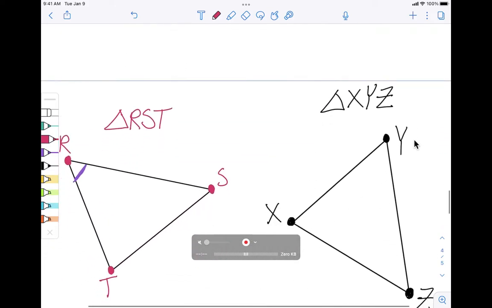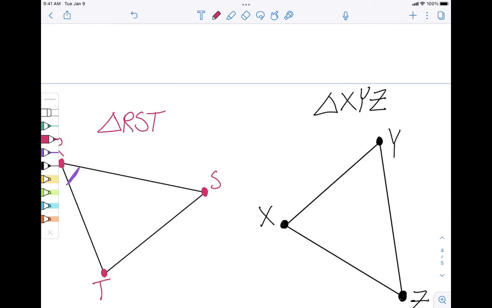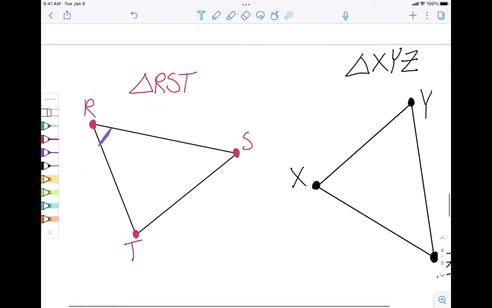So back to our triangle here. Angle R was one arc. Angle S will be two arcs, and angle T will be three arcs, just like this. Now we're going to identify our sides. RS, from R to S, is one dash. From S to T is two dashes. And finally our last side is three dashes.